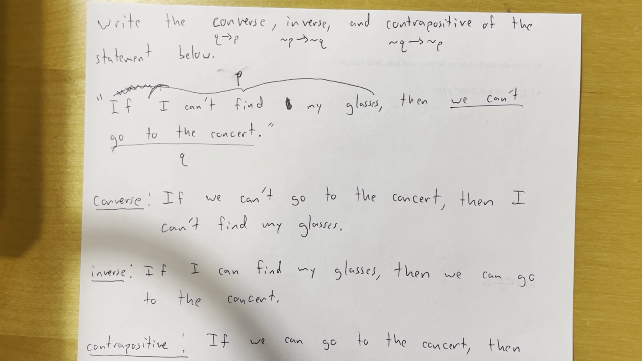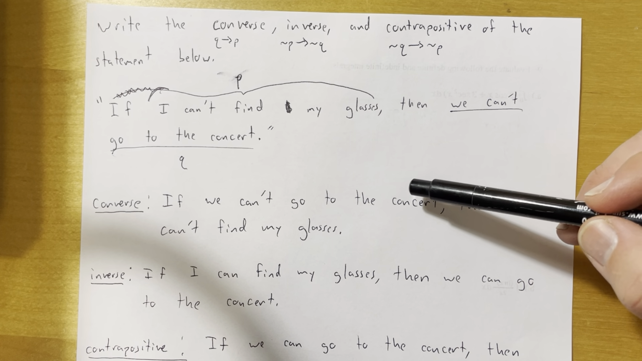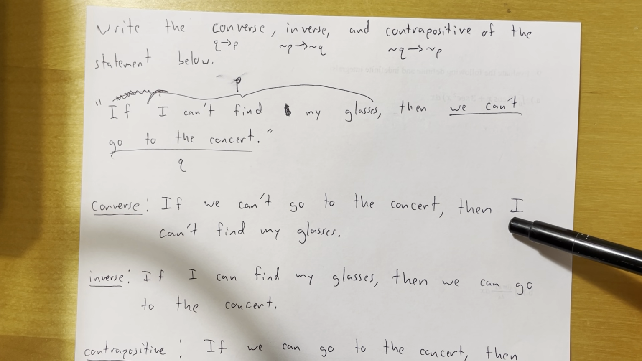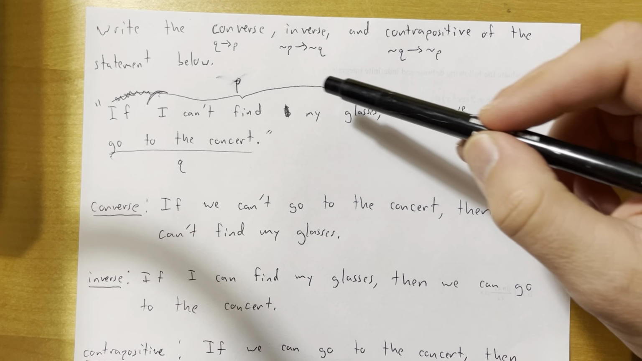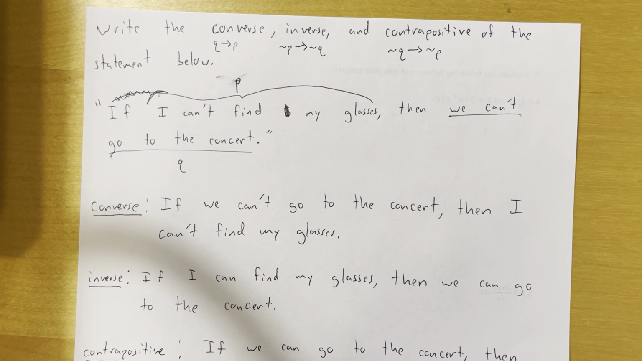Not necessarily. That could be the case, but there could be other reasons why we weren't able to go to the concert. Maybe it was canceled. Maybe the artists who were supposed to be performing in this concert had their van break down and they weren't able to make it. There's other reasons why we could have missed this concert. So this assumption does not necessarily imply this conclusion, even though when we switch them around, P did imply Q.